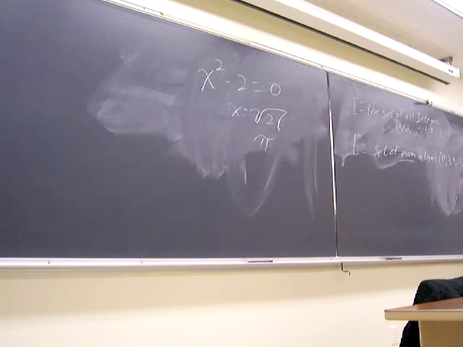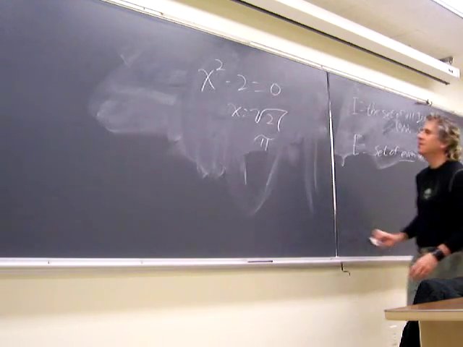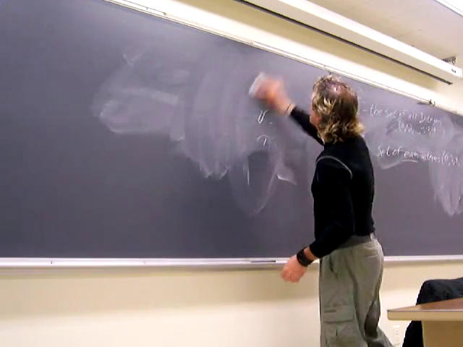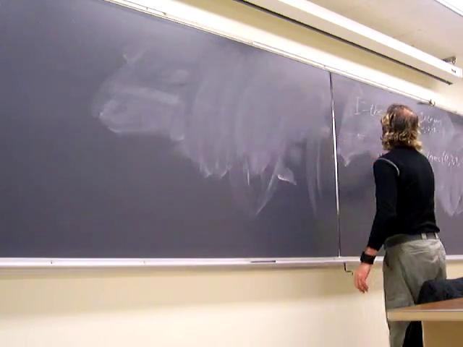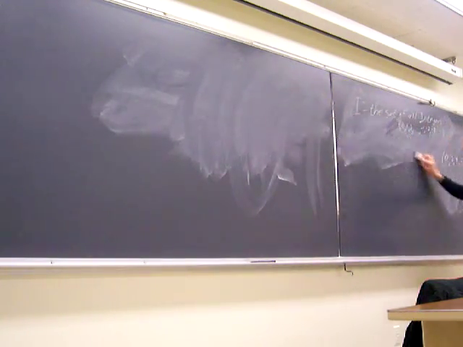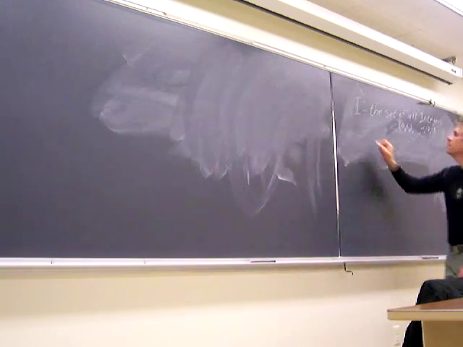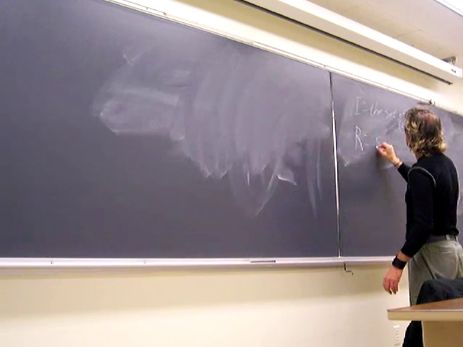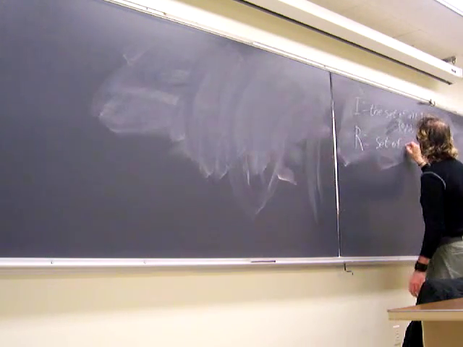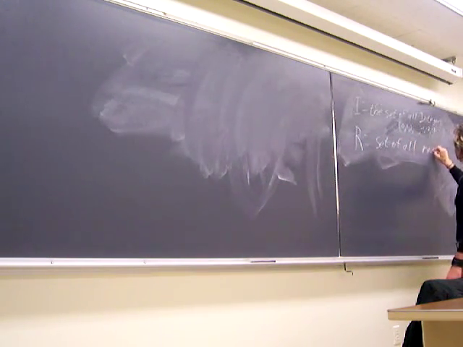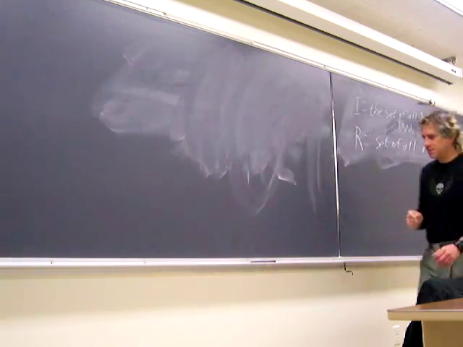And the question is, if you look at the set of real numbers, are there more things in there than there are integers? And the answer turns out to be yes. So there is at least one infinity that's bigger than the set of integers. So R is a set of all reals.